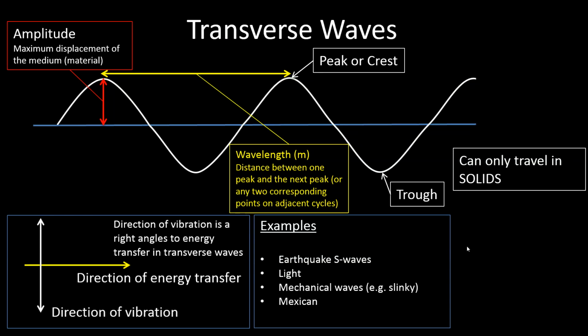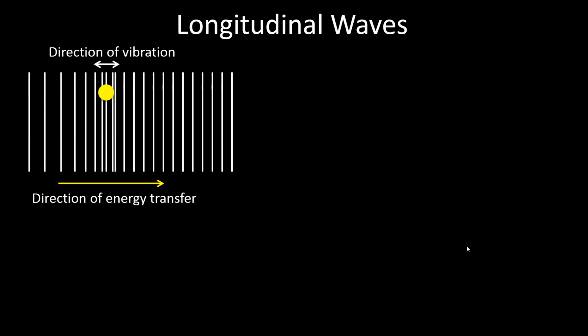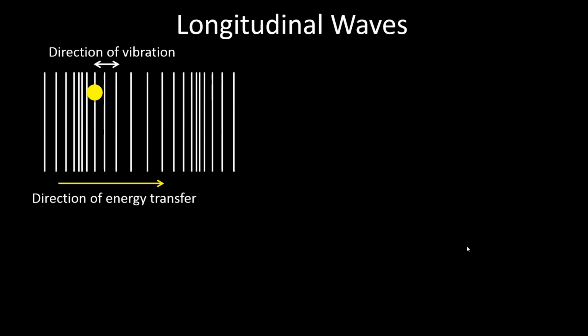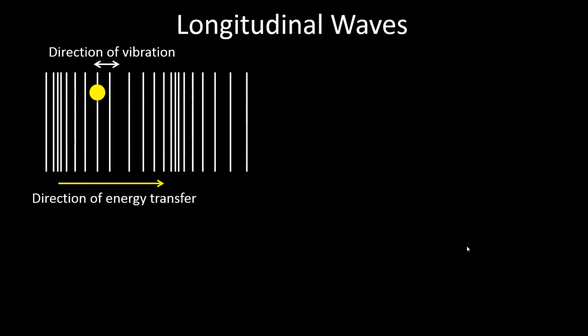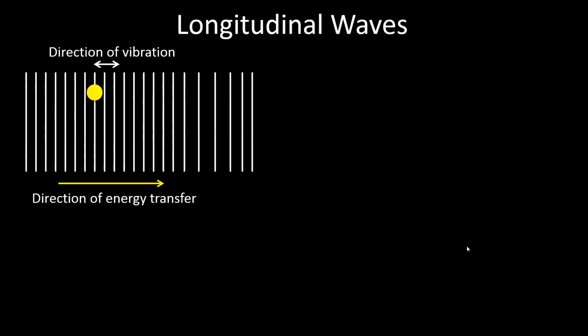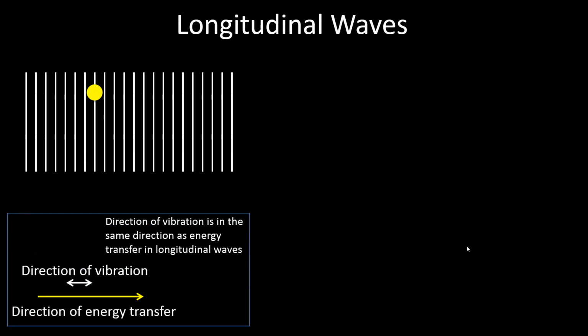Okay, so the second type of wave is the longitudinal waves. This is the same as the original one we saw. And the key characteristic of this, as you see, is the yellow dot is vibrating left to right, and the direction of energy transfer is to the right. So the yellow dot is vibrating now in the same direction as the energy transfer is taking place. And that's the key characteristic of a longitudinal wave.